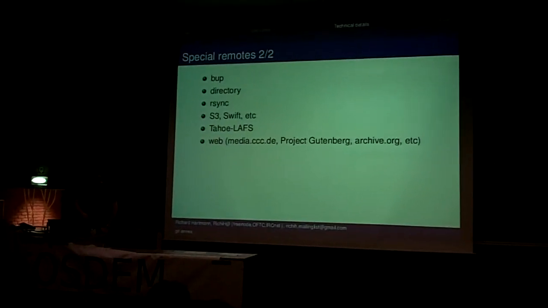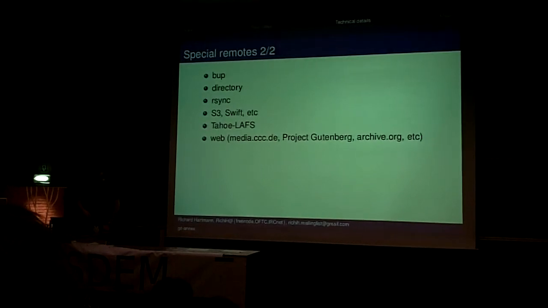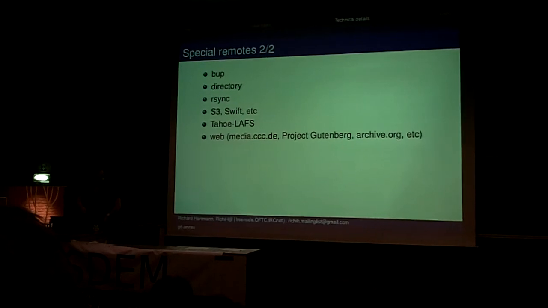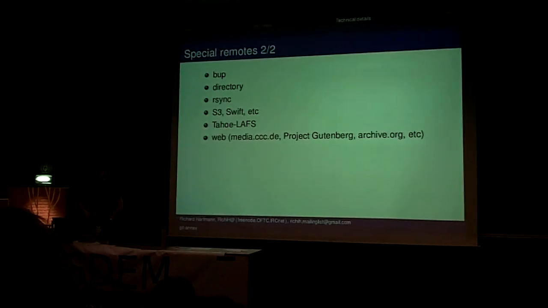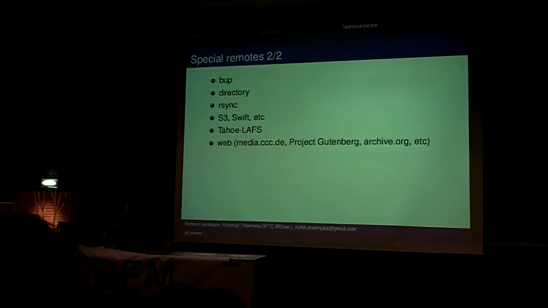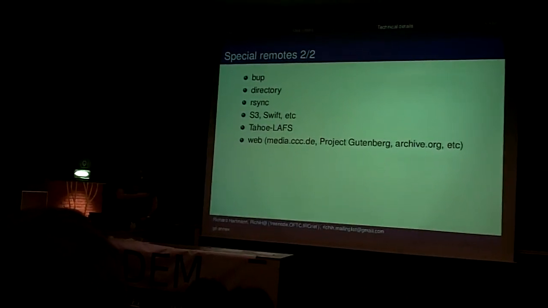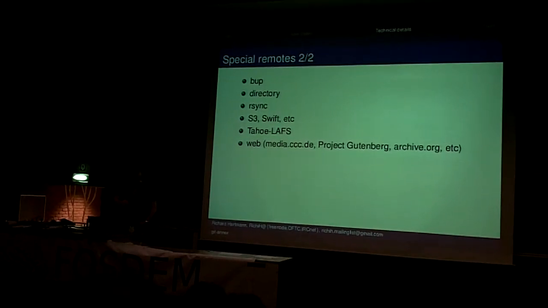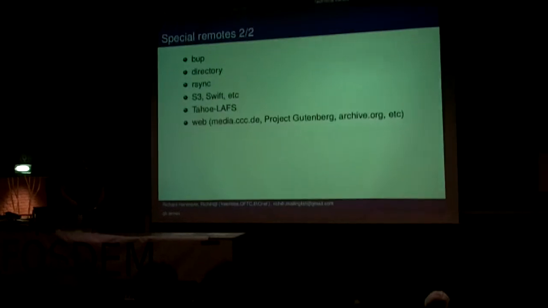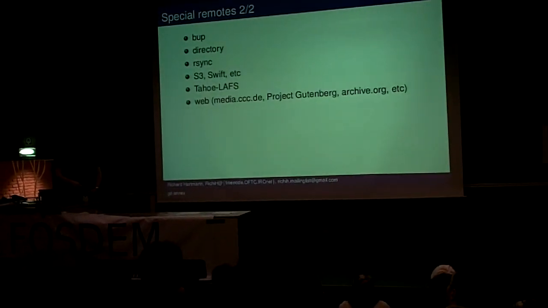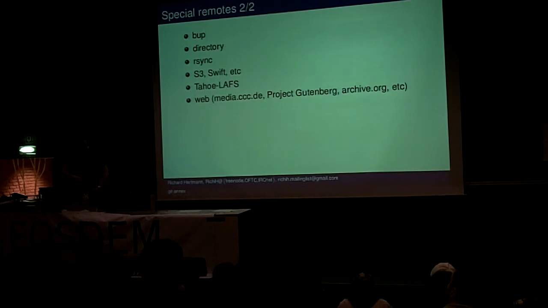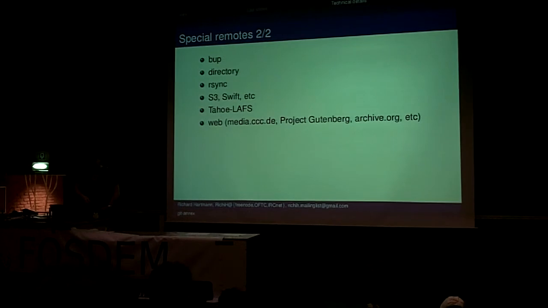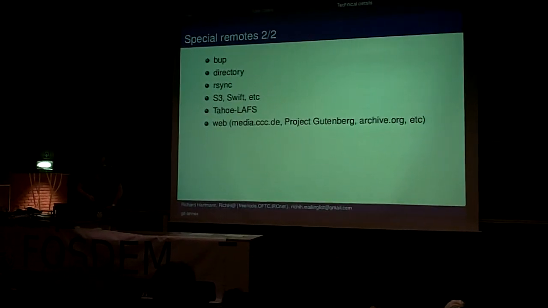Possible remotes include BUP, which is a JIT-based backup tool, which is rather nice. Directory, you can simply export to any kind of media. For example, if you export to a USB stick which only has VFAT or whatever, so if you want to export to Windows or whatever your use case, you can just export. rsync is also a special remote, so anywhere where you have rsync support, you can store your data. Amazon S3, Swift, which is OpenStack's compatible version of Amazon S3, and all these cloud storage services can be used. Tahoe-LAFS is basically a peer-to-peer file system.